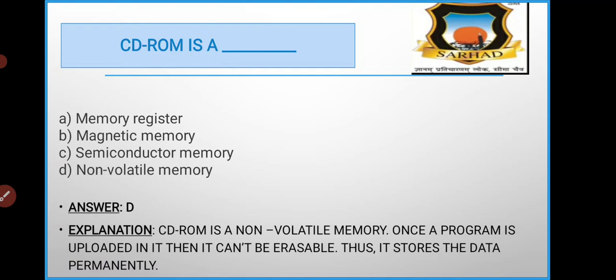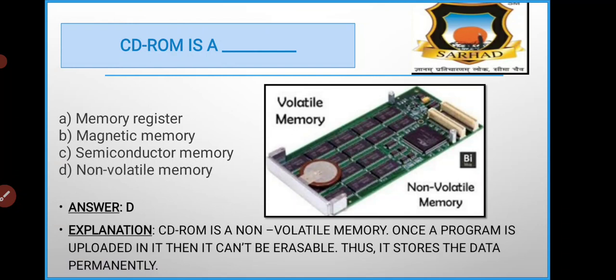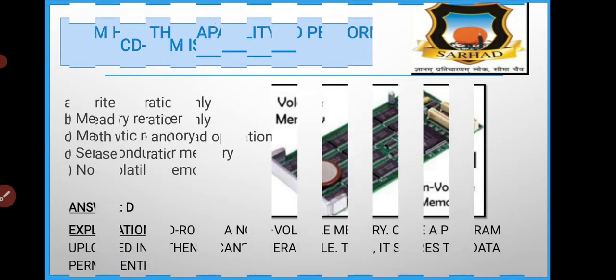Why? Because once the program is uploaded in it, it cannot be erased, and thus it stores the data permanently. That's why it is called non-volatile memory. When we upload the program, it cannot be erased, it stores the data permanently, and that's why CD-ROM is a non-volatile memory. So option D is correct. This is the image for the CD-ROM, that is non-volatile memory.